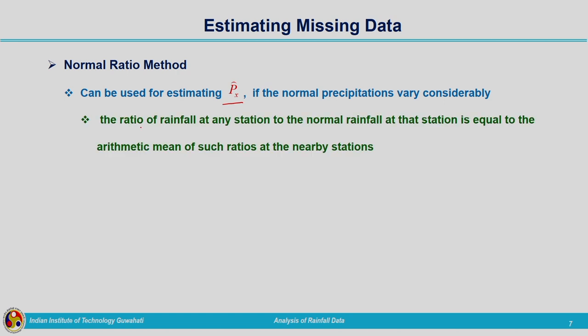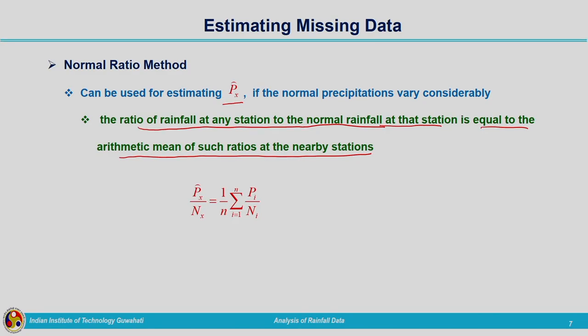Then the ratio of rainfall at any station to the normal rainfall at that station is equal to the arithmetic mean of such ratios at the nearby stations. One particular station is the one in which missing data is recorded, so many blank spaces are there. The normal rainfall data for that particular station will be calculated based on the available data, and the normal rainfall data from the neighboring stations also will be calculated.